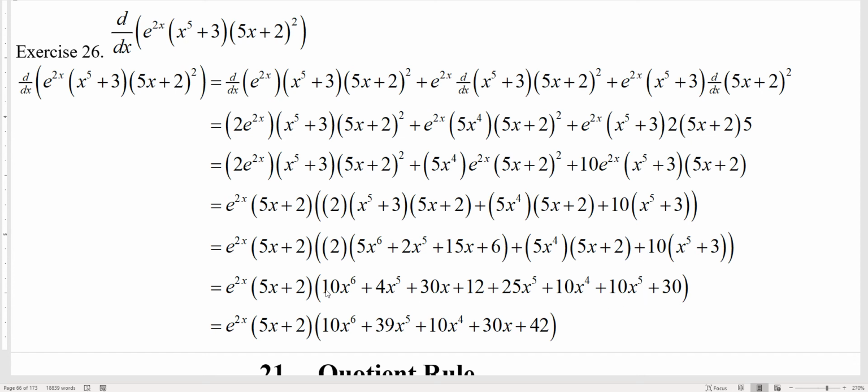Combine like terms, we got a 10x to the 6th. 10x to the fifth, and 25 more is 35, plus 4 more is 39x to the fifth. We got a 10x to the fourth. We got a 30x, and then we got a 12 plus 30 is 42. And so there, of course, these were just kind of coming along for the ride there. So now we have it at least partially factored form. We don't know about this 6-degree polynomial. It might factor a little bit more nicely or not. But anyway, we have it at least partially factored out and cleaned up a little bit.